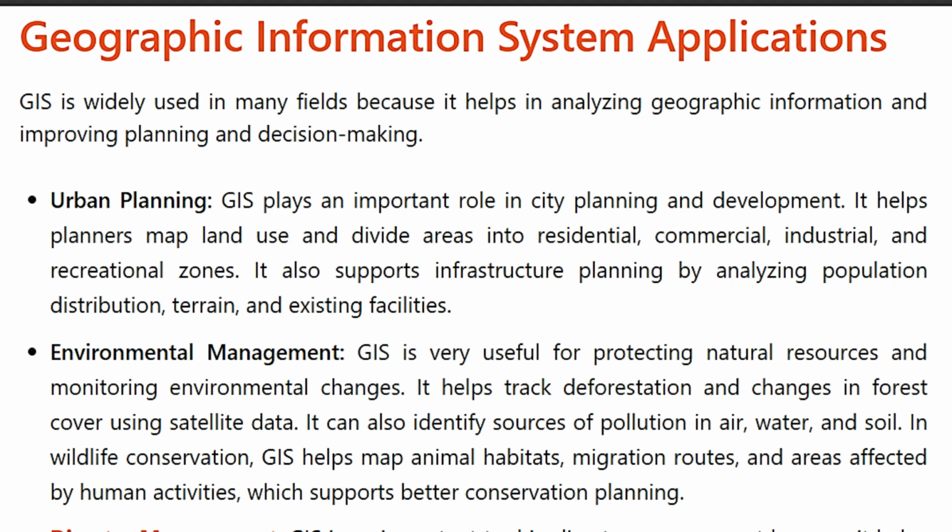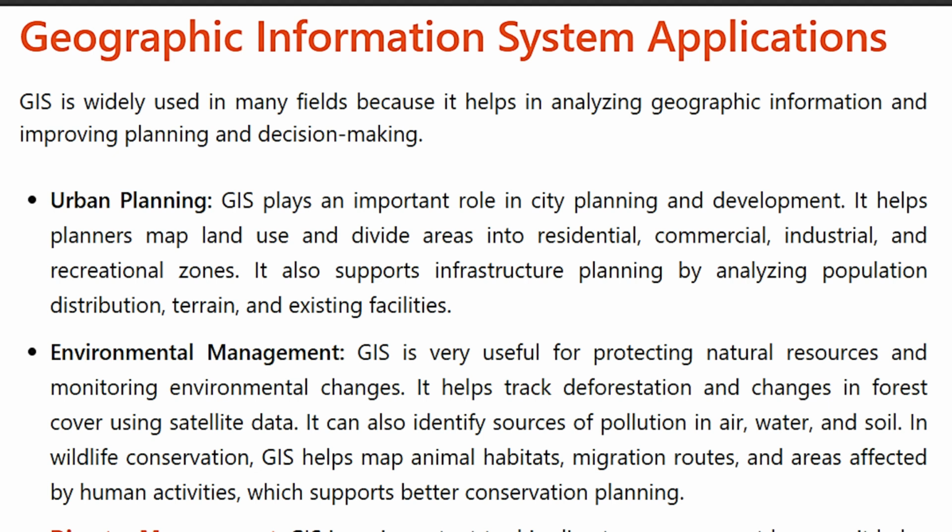Geographic information system applications. GIS is widely used in many fields because it helps in analyzing geographic information and improving planning and decision-making. Urban planning: GIS plays an important role in city planning and development. It helps planners map land use and divide areas into residential, commercial, industrial, and recreational zones. It also supports infrastructure planning by analyzing population distribution, terrain, and existing facilities.